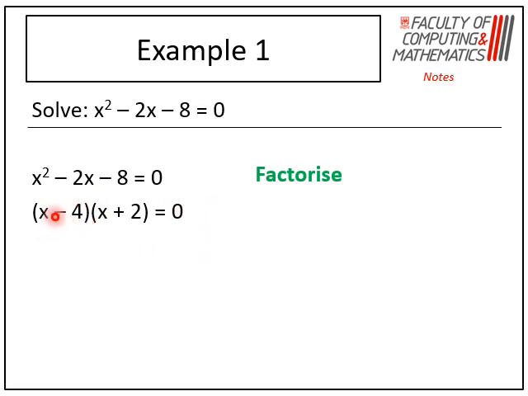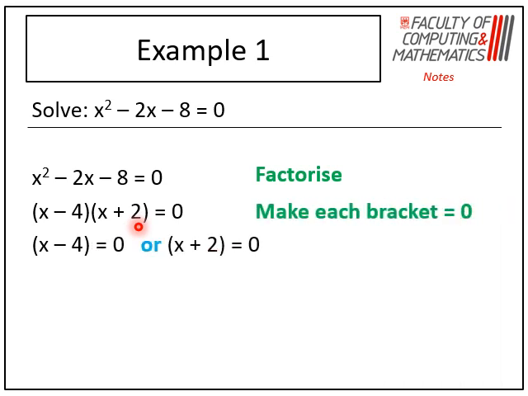If one bracket times another bracket is equal to 0, if the answer comes out to be 0 when you multiply them, then the first bracket has to be equal to 0, or the second bracket has to be equal to 0, or both brackets have to be equal to 0. So your next step is to make each bracket equal to 0. You're going to have x take 4 equals 0, or x plus 2 is equal to 0, and from there just solve that very straightforward equation on the left and on the right to get your final answer for x.